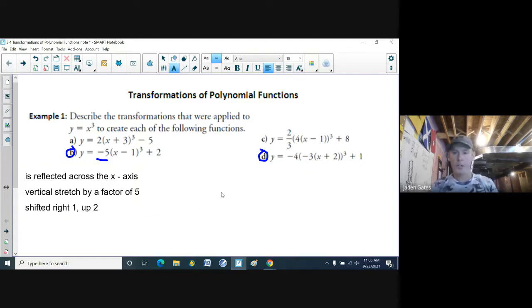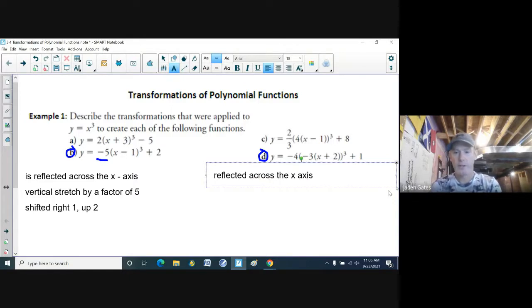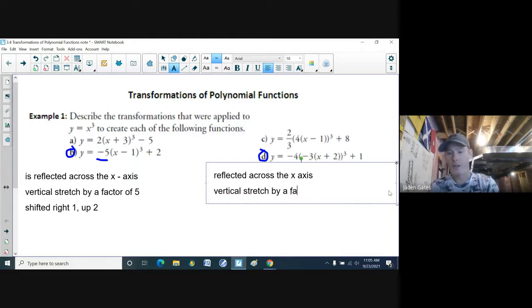All right, so again, that's just a little recap of what we did before. Now I move over to D, a whole lot more going on. Again, I look at my a value, and it's reflected across the x-axis. The absolute value of a is 4, so again it is a vertical stretch by a factor of 4. Now we look at the k value.